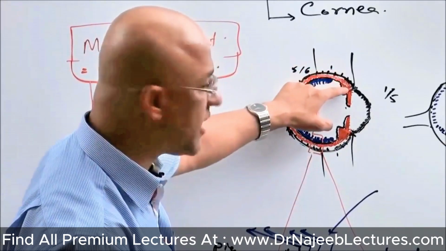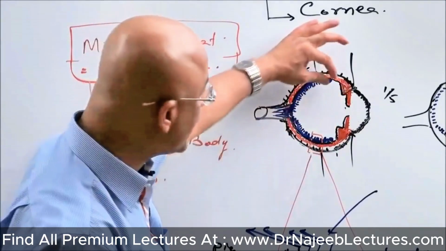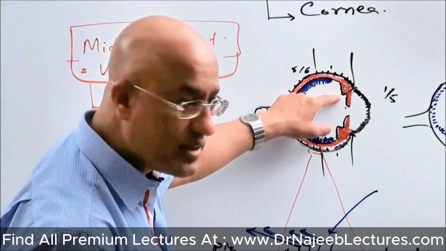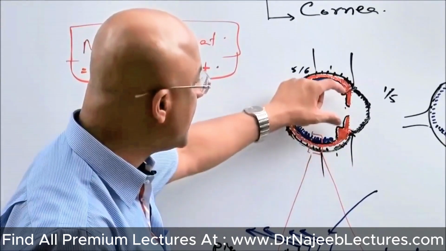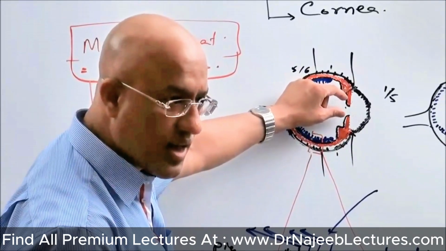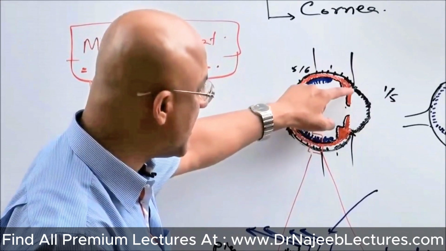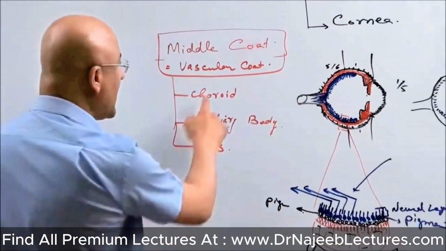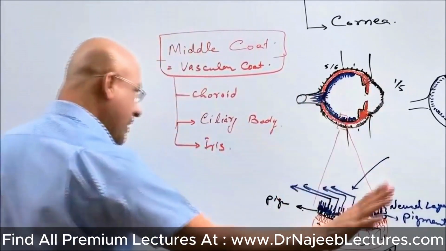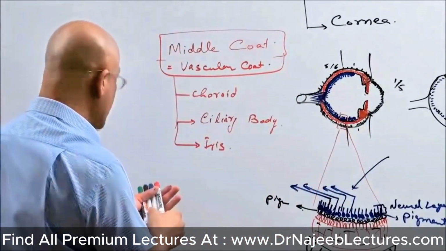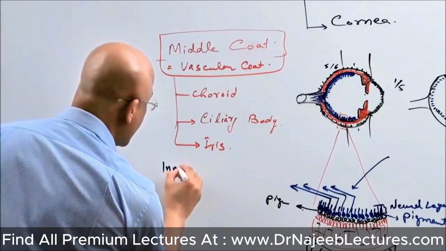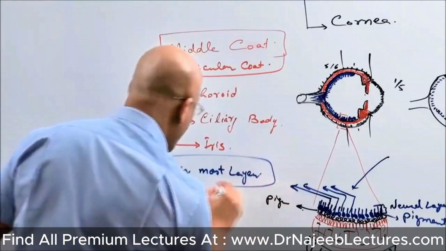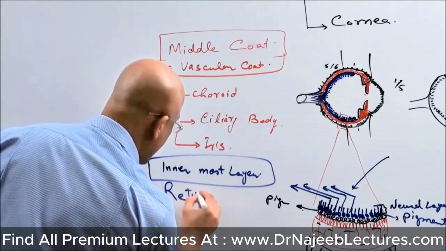As it continues anteriorly, it becomes widened, thicker and triangular, and this thickened part of the vascular layer is called the ciliary body. Then from the ciliary body, more centrally, a diaphragm with a central aperture is there, and this diaphragm is called the iris. So the outer layer has sclera and cornea, the middle layer has choroid, ciliary body and iris, and the innermost coat is called the retina.